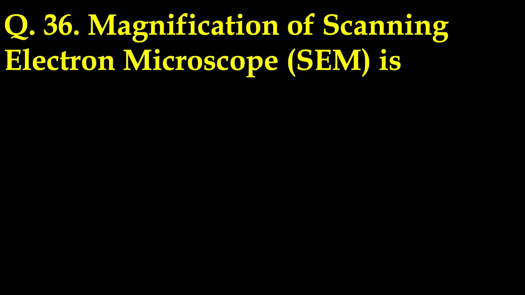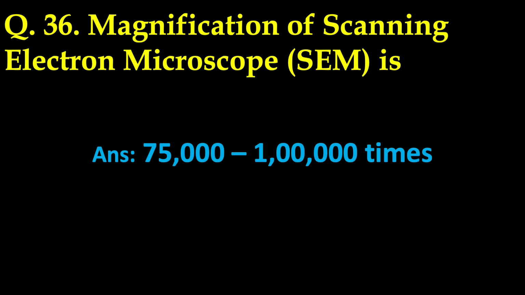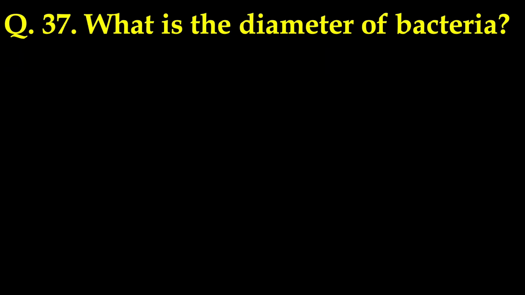Magnification of SEM, or scanning electron microscope, is 75,000 to 1 lakh times. What is the diameter of bacteria? As we know, the diameter of bacteria is 0.2 to 1.5 micrometer.